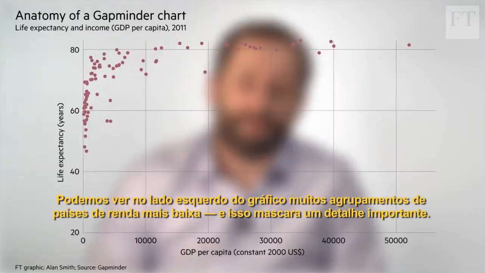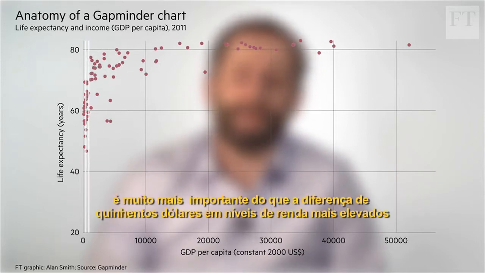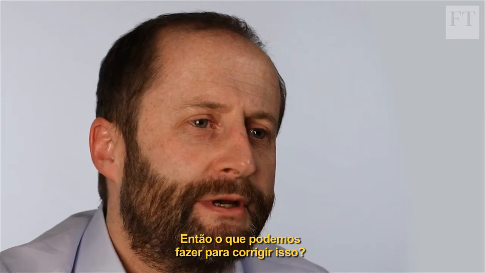You can see that on the left-hand side of the chart, there's lots of clustering in the lower income countries, and that's masking important detail. For example, the difference of $500 at lower income levels is much more important than the difference of $500 at higher income levels. So what can we do to fix this?